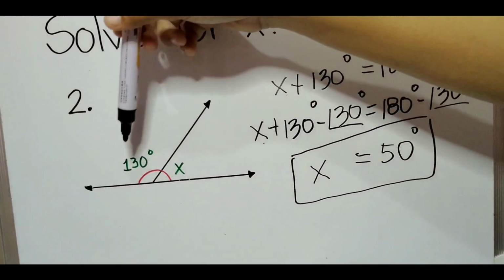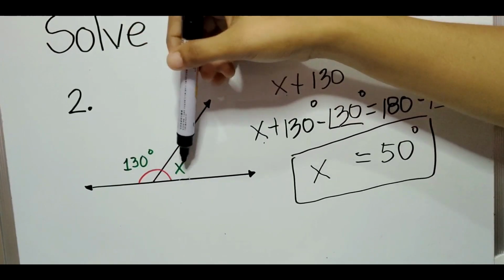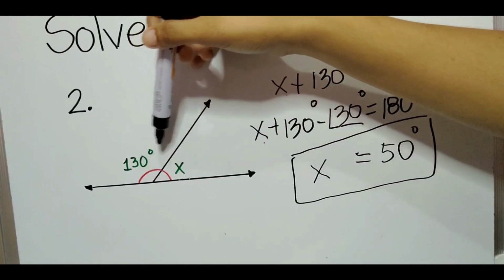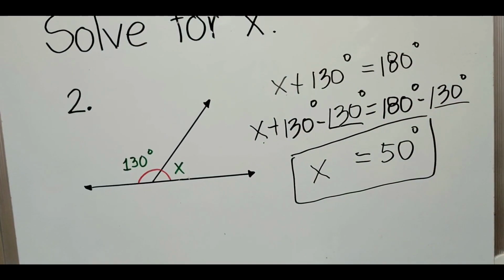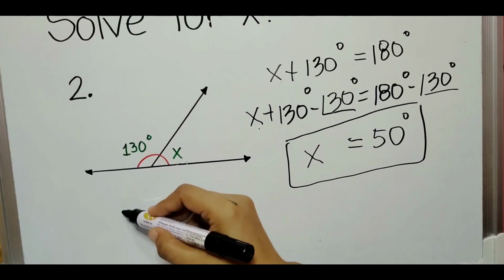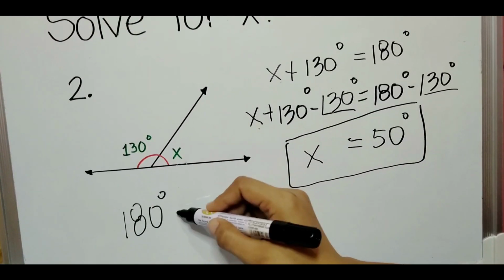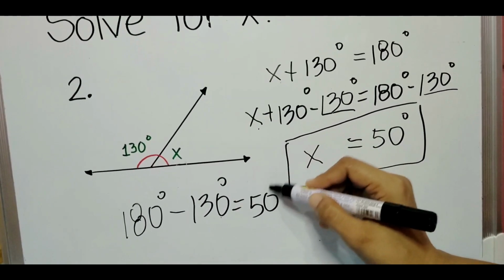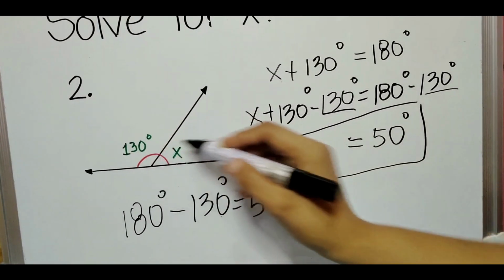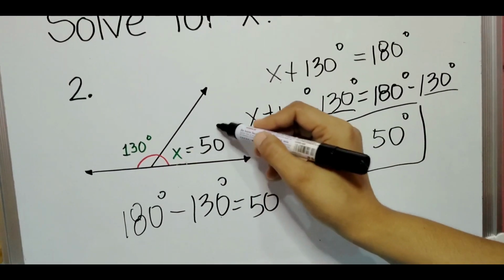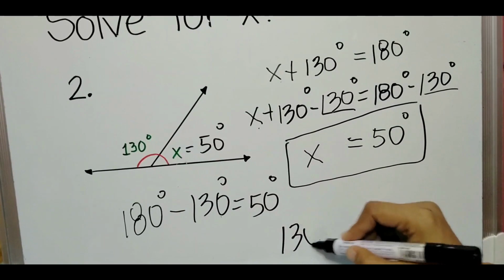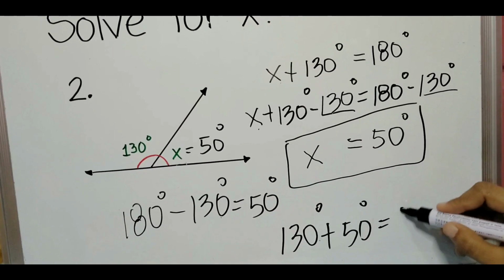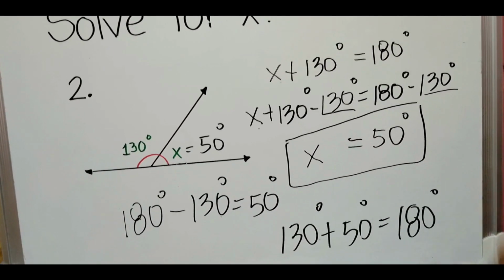Or in short, we know that one angle is 130 degrees. So, what will be the value of x, making it 180 degrees? We'll just subtract 130 from 180 degrees, and that is 50 degrees. To check, we will add them. This is 50 degrees. So 130 degrees plus 50 degrees, is it equal to 180? Yes, it equals 180 degrees.